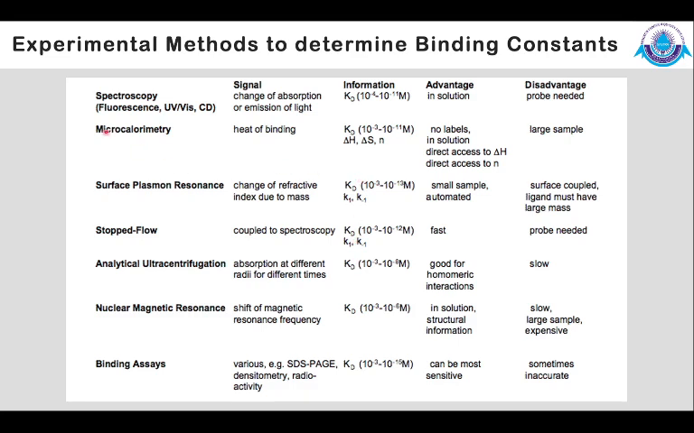The method that we are going to study, isothermal titration calorimetry, comes under the microcalorimetric methods, and in this method we measure the heat of binding. This is a highly sensitive method.